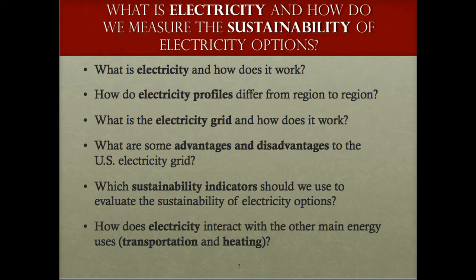What are some advantages and disadvantages to the U.S. electricity grid? Which sustainability indicators should we use to evaluate the sustainability of electricity options? And how does electricity interact with the other main energy uses, transportation and heating? We discussed this last question as part of the Week 5 intro video.